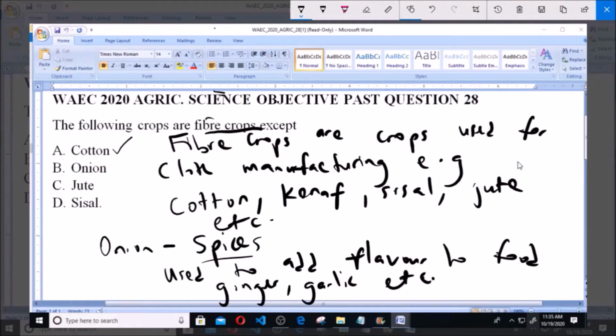Therefore, it is the correct answer to the question, because we are asked which one is not a fiber crop. Now, the other ones, jute, we also mentioned as an example of fiber crop, and sisal, of course, we mentioned as a fiber crop. So option B, onion, is the correct answer to this question.